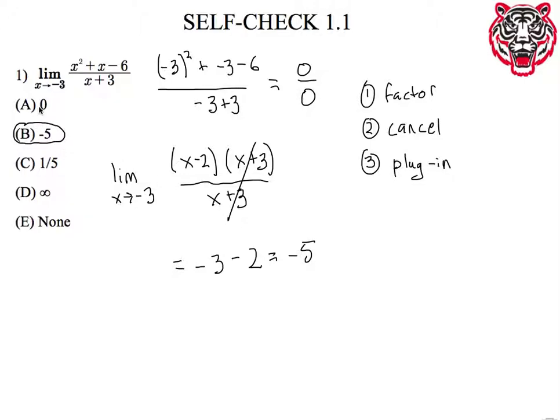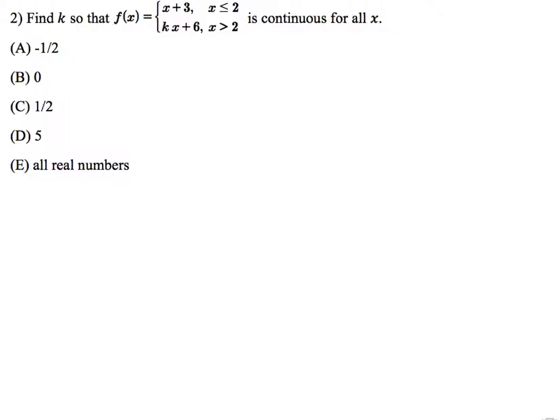All right, show of hands. How many people got that correct on their own? All 4 out of 4. Perfect. Good job. All right, we're on number 2. Find k such that all of that is continuous.